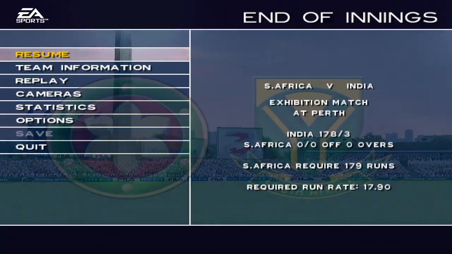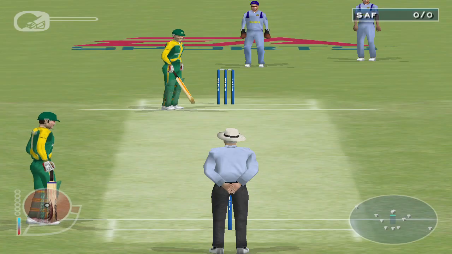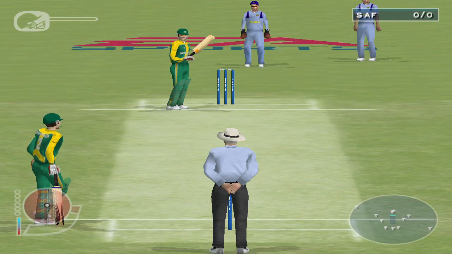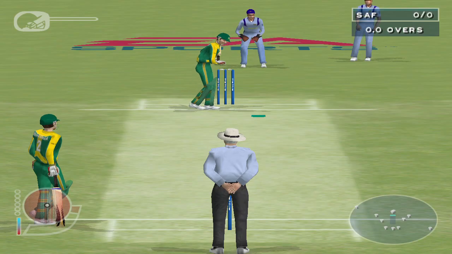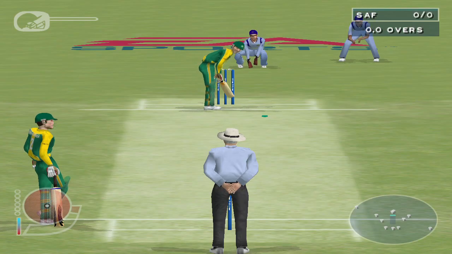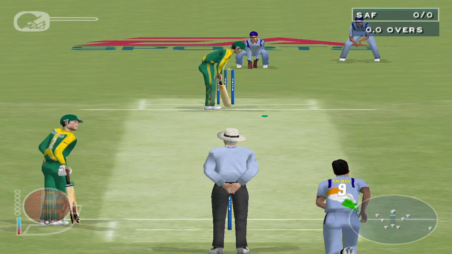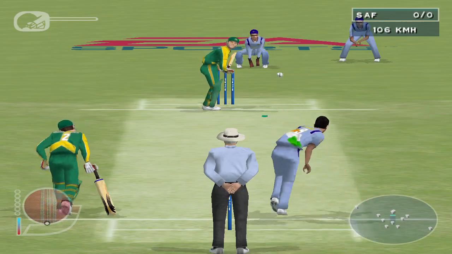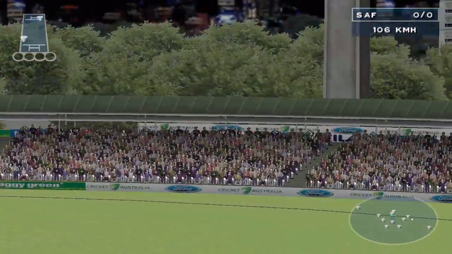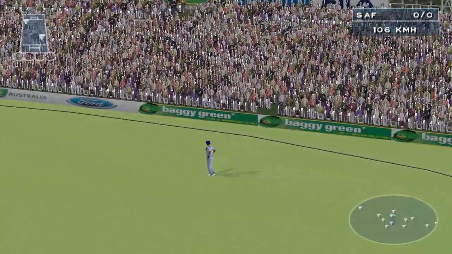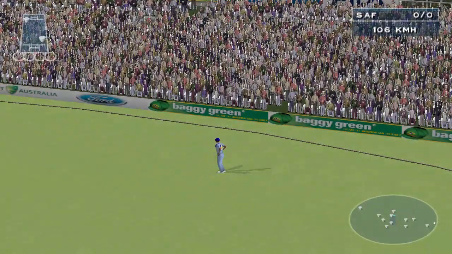Dravid is making his way back to the pavilion. He'll probably have a close look at the replay of that when he gets back to the pavilion. That brings the innings to a close with a total at 3 for 178. The match would appear to be delicately poised after that innings. It will be interesting to see how it develops. That certainly gives their bowlers something to bowl at. South Africa require 179 to win.